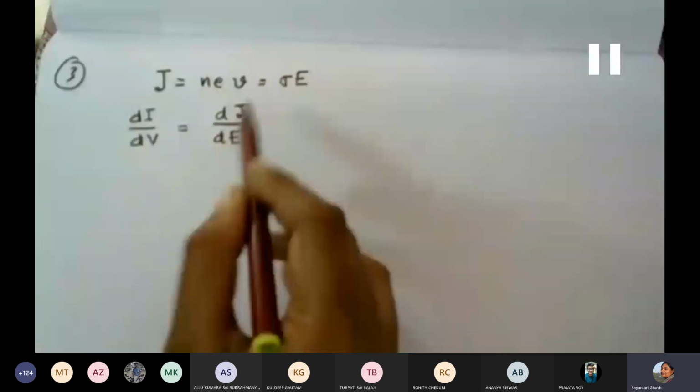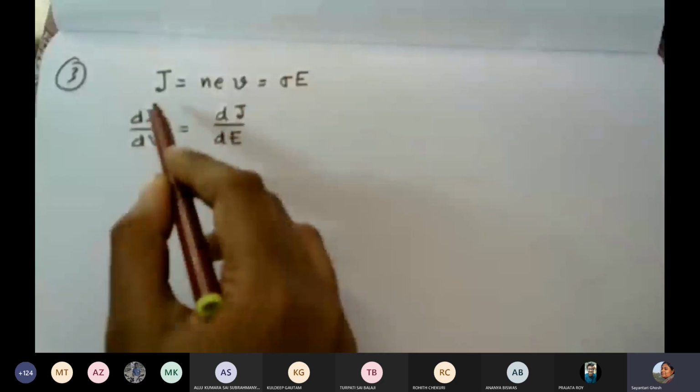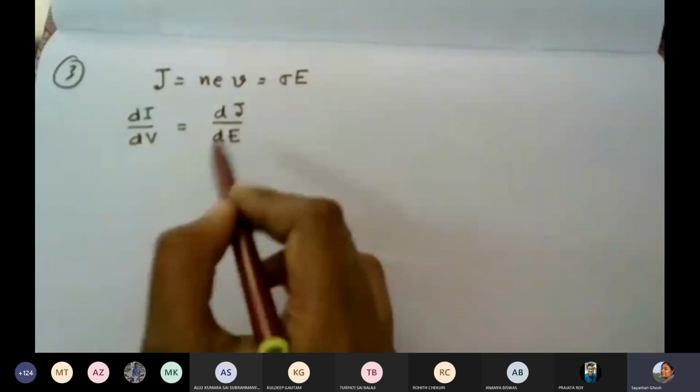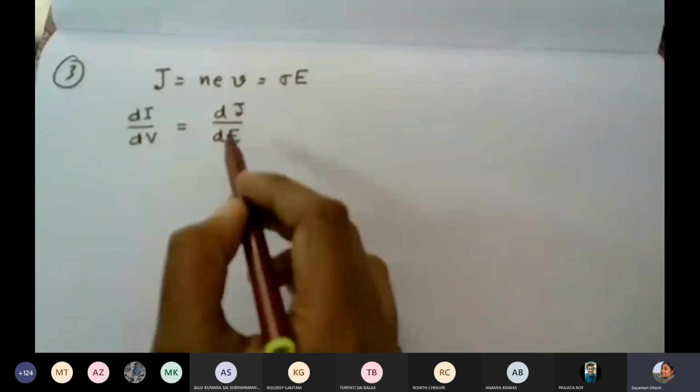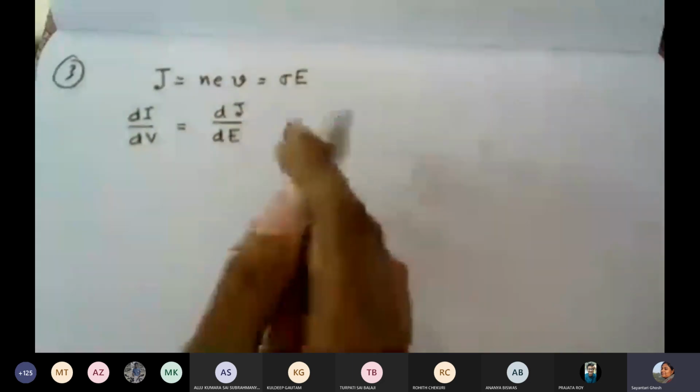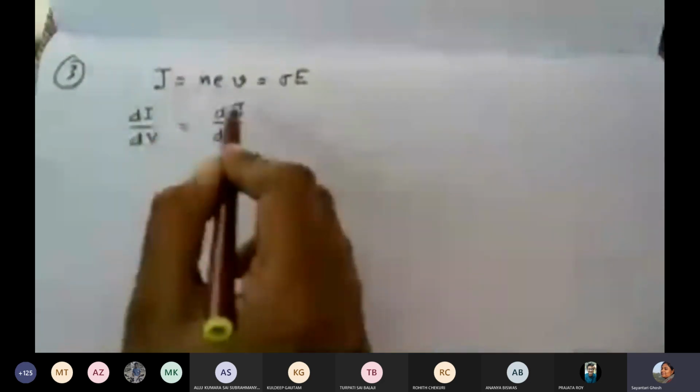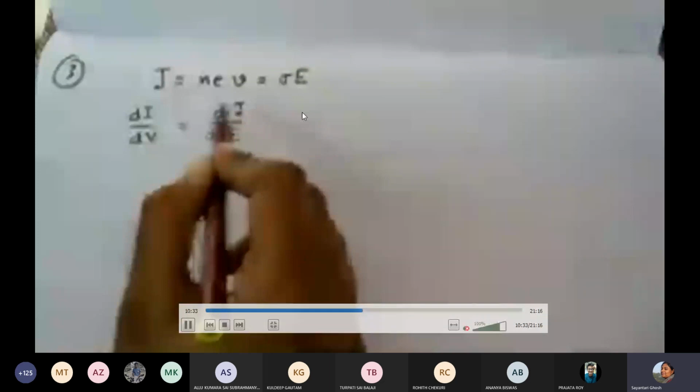dI/dV will be equal to dJ/dE, because these are the same quantities, right? If you consider V equals IR, and from there figure out what the conductivity is, or you consider the other version of Ohm's law, J equals sigma E, and from there define what conductivity is, you get these two equations to be equivalent to each other, right? So dI/dV is equivalent to dJ/dE, okay?